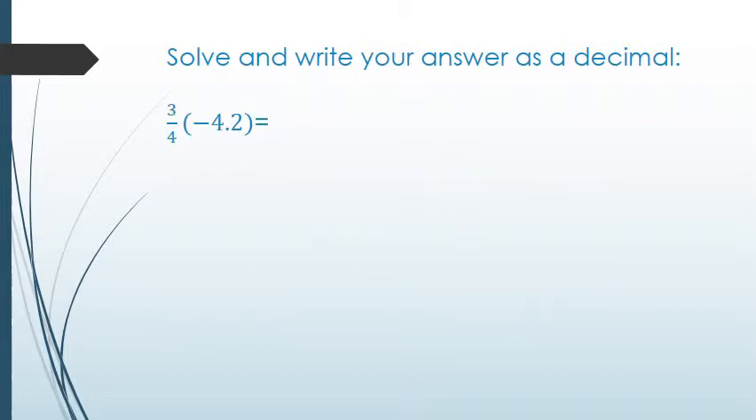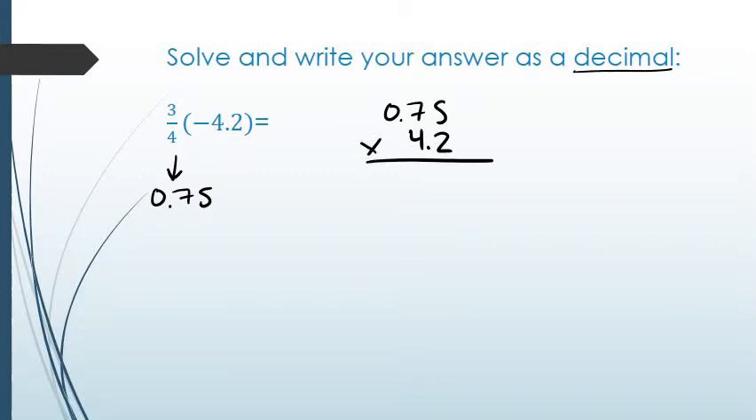Here's another multiplication problem to try. Again, write your answer as a decimal. So we're going to change 3/4 into a decimal. You may know that as 0.75 or 75 hundredths. And we're going to multiply that by 4 and 2/10. And again, I also see this negative sign here that I don't want to forget about later.